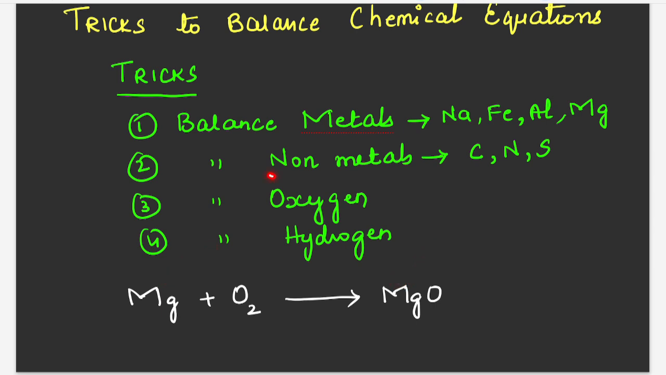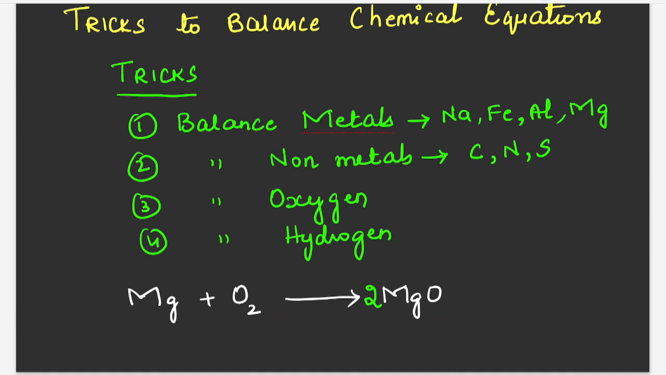The next trick is non-metals, then oxygen. Here we have oxygen. How many oxygen atoms are present? You can see 2 oxygen atoms are present. On the other side there is only 1. So here you have 1 whereas here you have 2. You will have to balance this oxygen atom. Therefore I'll write 2 here. Now check how many oxygen atoms are there on both sides. Here you have 2 oxygen atoms and here 2 oxygen atoms are present. Therefore oxygen is balanced.